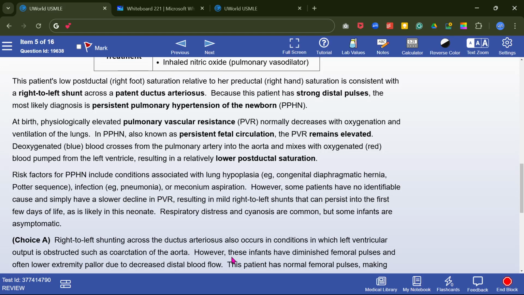Risk factors of persistent pulmonary hypertension of the newborn include conditions associated with lung hypoplasia, like congenital diaphragmatic hernia and Potter sequence, as well as infection, pneumonia, and meconium aspiration. However, some patients have no identifiable cause and simply have a slower decline in the pulmonary vascular resistance, resulting in mild right to left shunt that can persist into the first few days of life in these neonates.